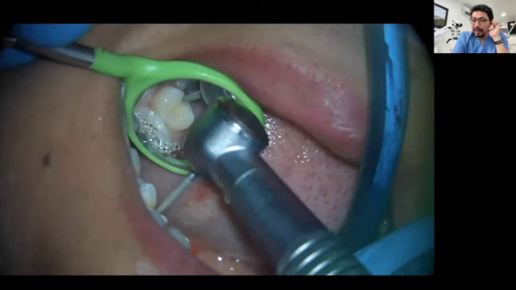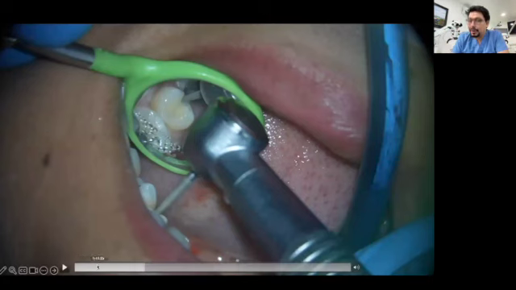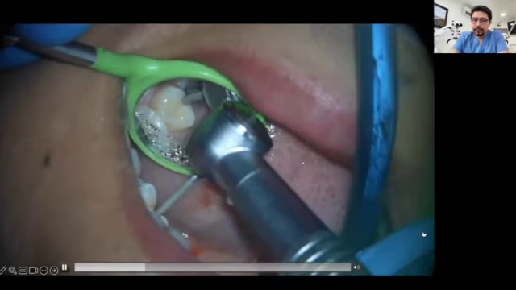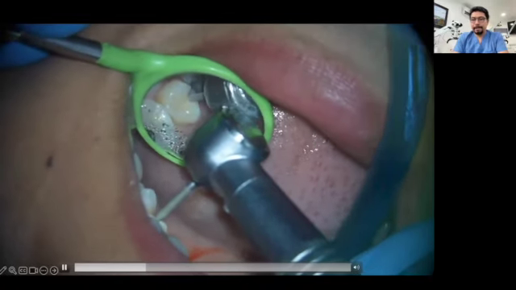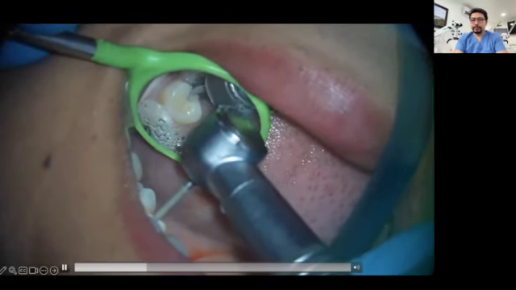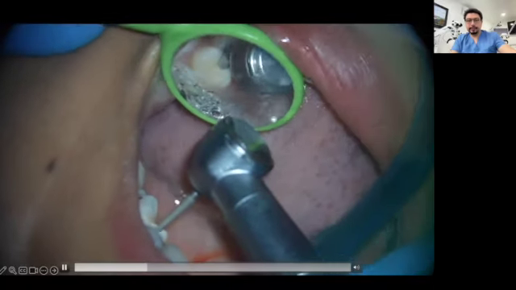You will see in this video that it's possible to do an access opening in an upper molar with direct vision. You just need to pay attention to how to position the head of the patient and how to angulate the microscope.